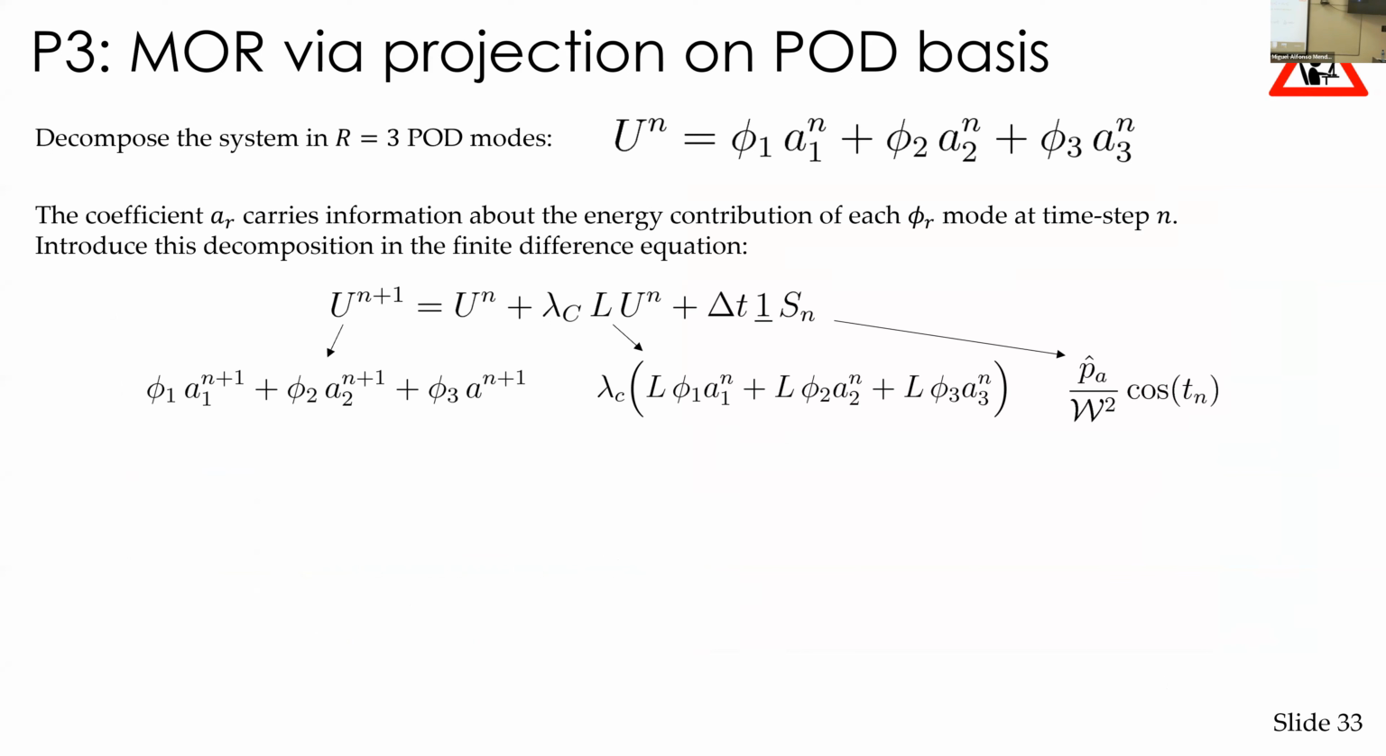Then, for instance, I multiply this by phi1 transpose. Look at that equation and imagine that I multiply it by phi1 transpose. Now you tell me what is going to come, and then we go have a coffee. Let's go step by step. First, on the left, the first term that you will get is A1 n plus 1.